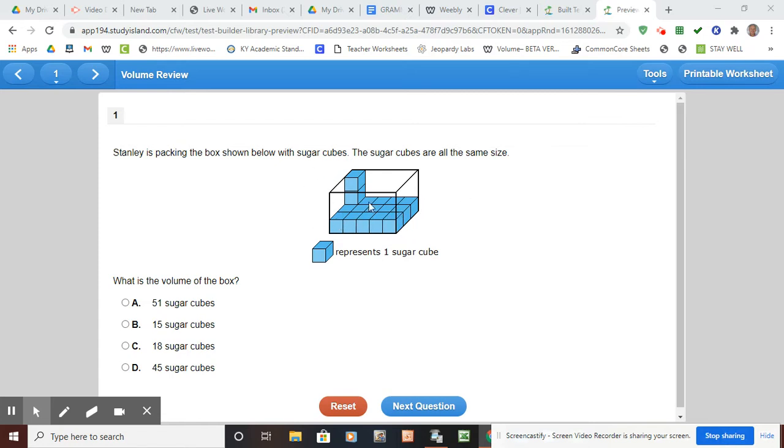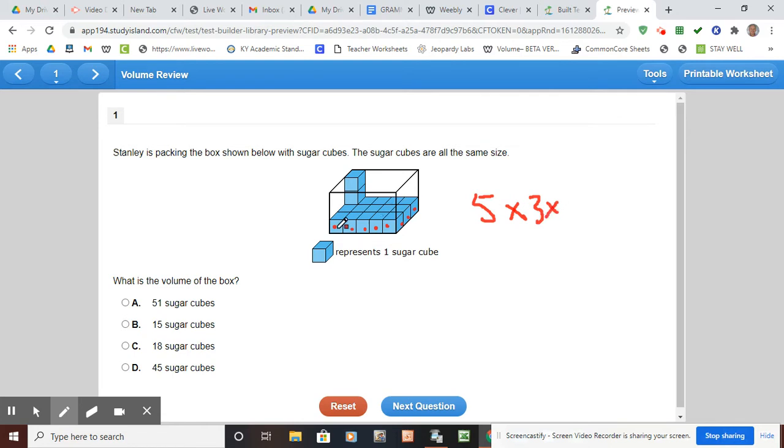If you just count the blocks that are inside right now, that will not be the correct answer because that's not full. So we need length times width times height. Length would be 1, 2, 3, 4, 5 blocks long. That would be the length. The width would be 1, 2, 3 blocks wide.